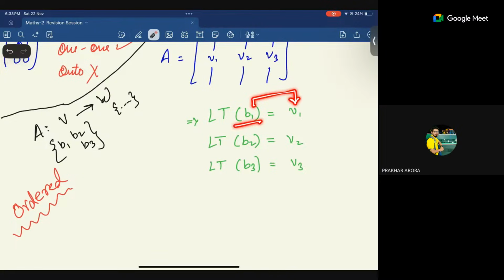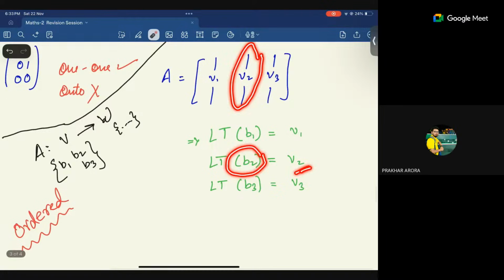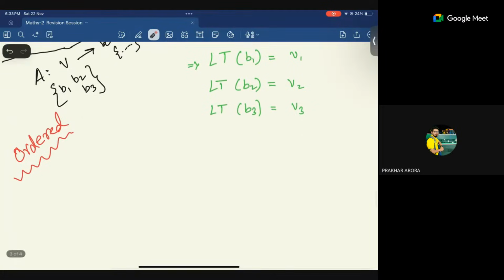Its linear transformation is v1, and that is the first column here. The linear transformation of the second basis is v2. Similarly the linear transformation of the third basis is v3. Okay, this is how the question can come.